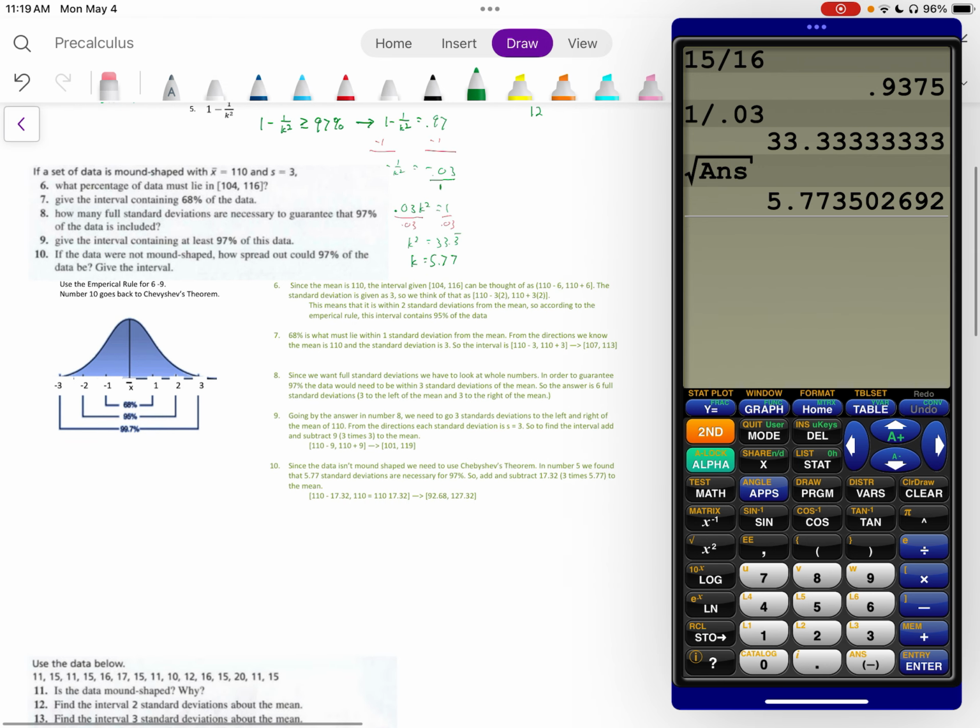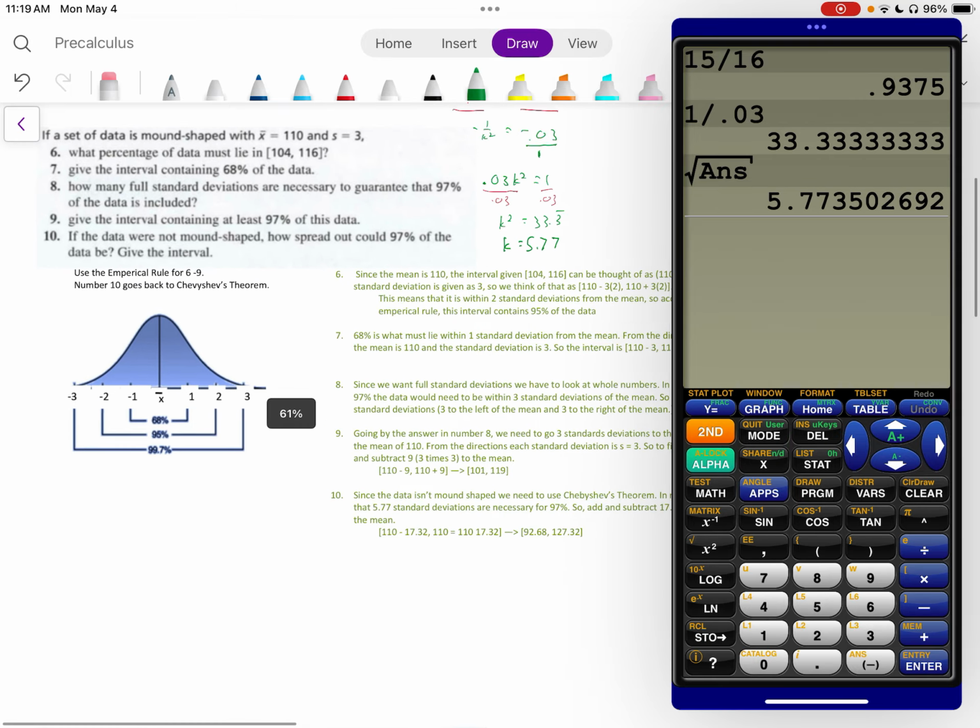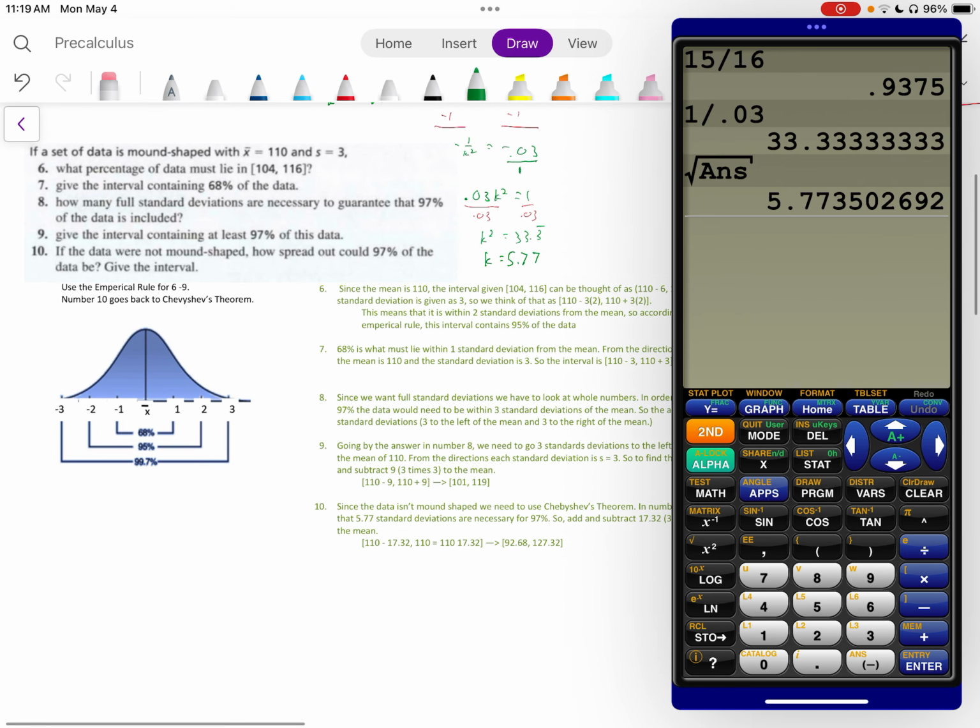All right, moving on to the next group of 5 questions. I wrote in here already, if a set of data is mound-shaped, that means we can use the empirical rule, with the mean 110 and the standard deviation 3. Number 6, what percent of the data must lie in the interval 104 to 116?